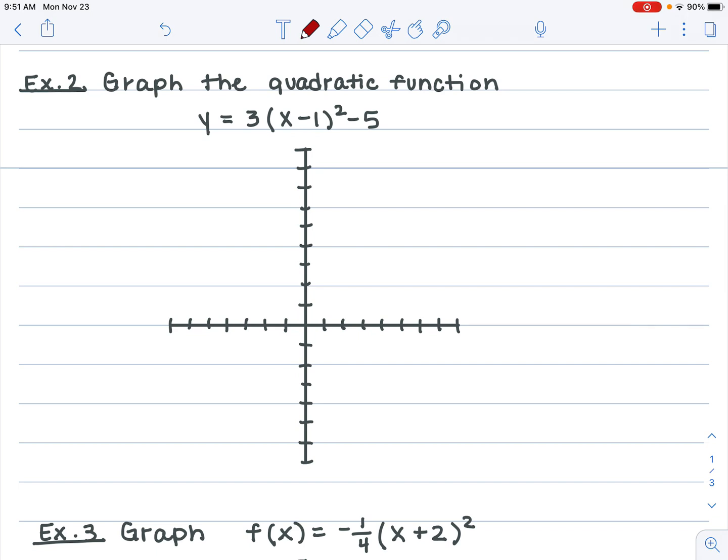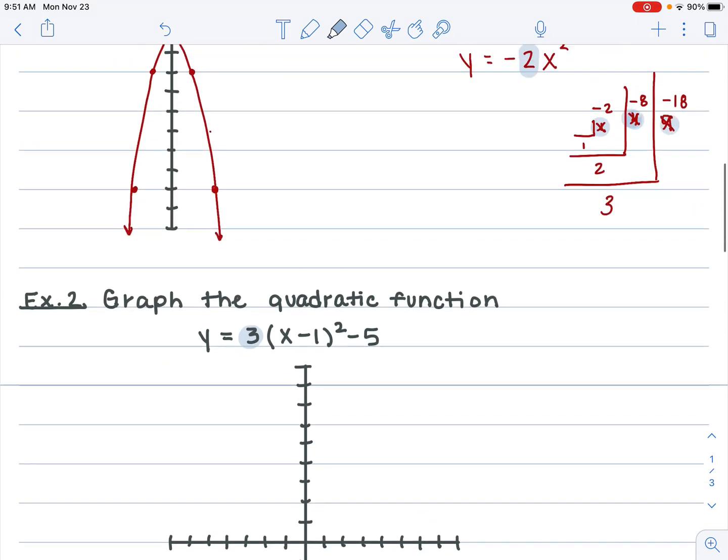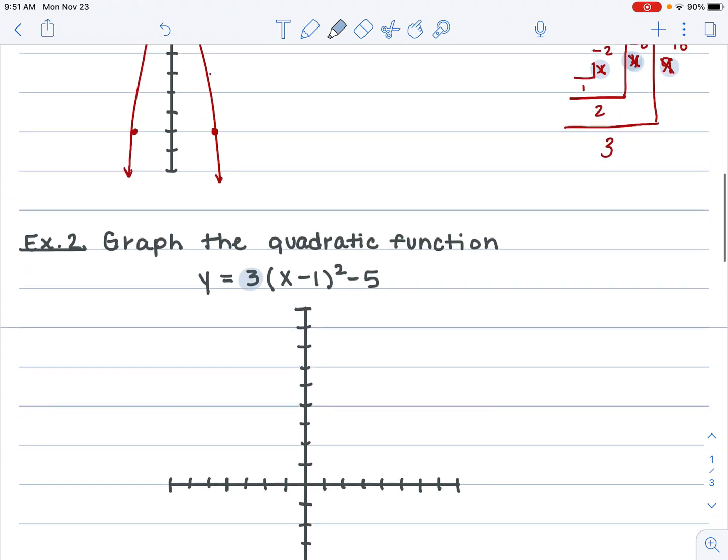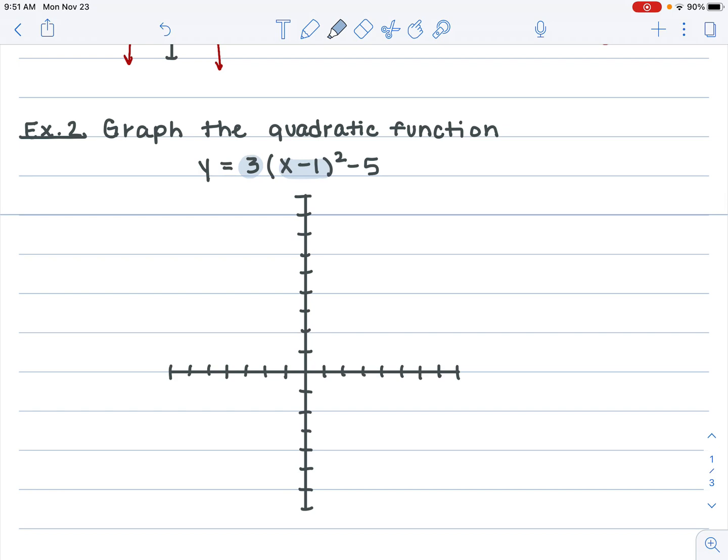So we're going to graph this quadratic function. It's y equals 3 times the quantity x minus 1 squared minus 5. So there's a lot of things happening here. The first thing I see is we've got this 3, so we know that's going to change our vertical stretch or shrink. We're going to shrink it by a factor of 3, so it's going to get a little bit skinnier. So it's going to be even skinnier than this red function we just did.